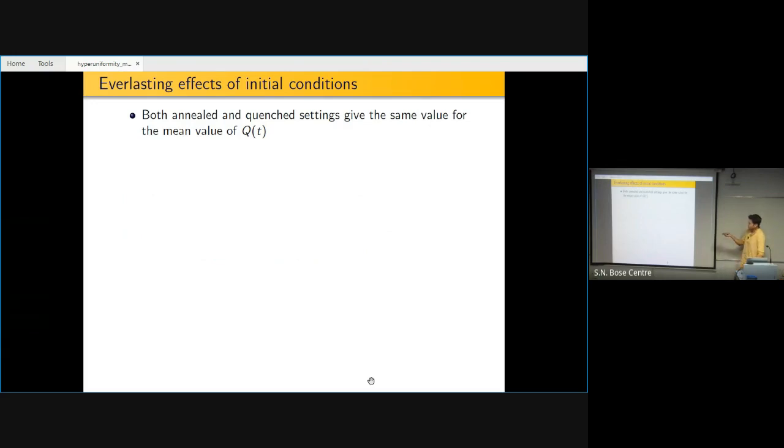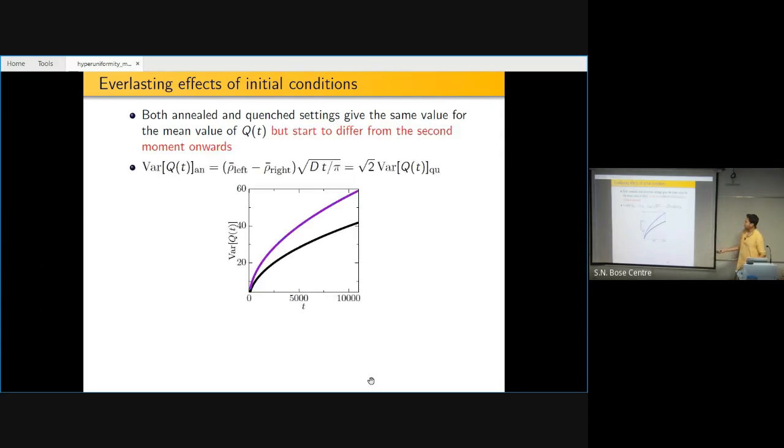In these classes of problems of current, they saw that there is an everlasting memory of initial conditions. First of all, when you look at both these annealed and quenched settings, at the level of the mean, they both give the same result. There is no difference. However, the moment you look at the second moment, you get to see different results. What kind of results do you see?